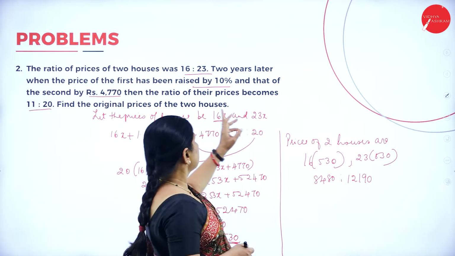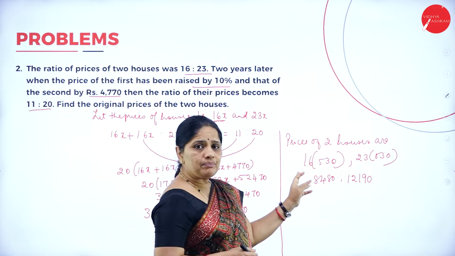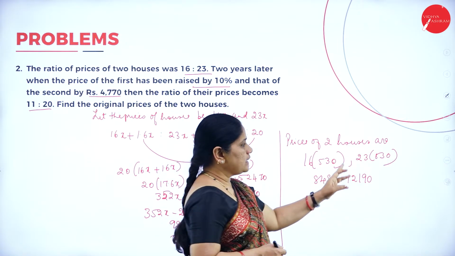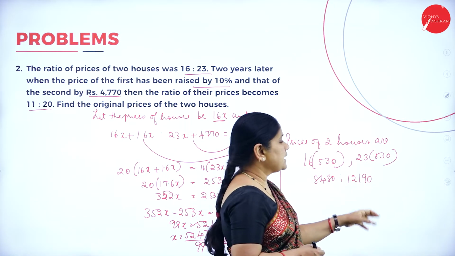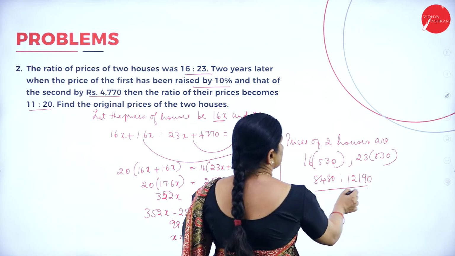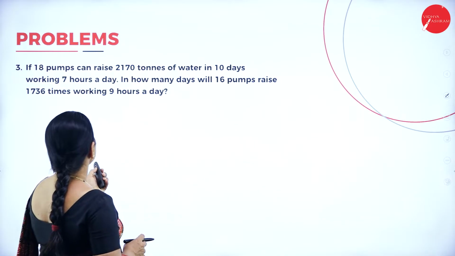I am given that the ratio of the houses is 16x and 23x. So I multiply 16 into 530, I get 8,480. 23 into 530, I get 12,190. So this is the answer. This is the second problem which we have done. We'll go to the next problem.